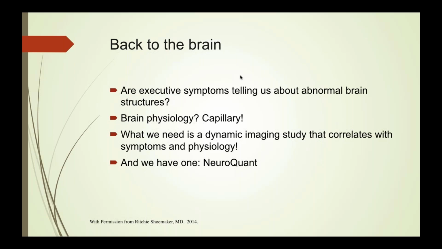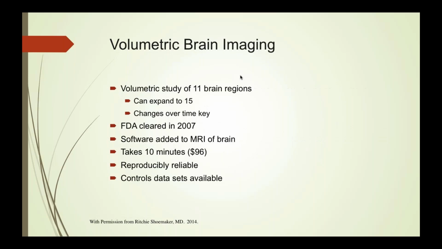But let's go back to the brain. So what are these executive symptoms telling us? Well, it turns out that there is damage to the brain as a result. Now, how do we measure those brain-related changes? NeuroQuant. This is a volumetric brain imaging study. We look at 11 key centers in the brain. They can change over time as a result of this inflammation.